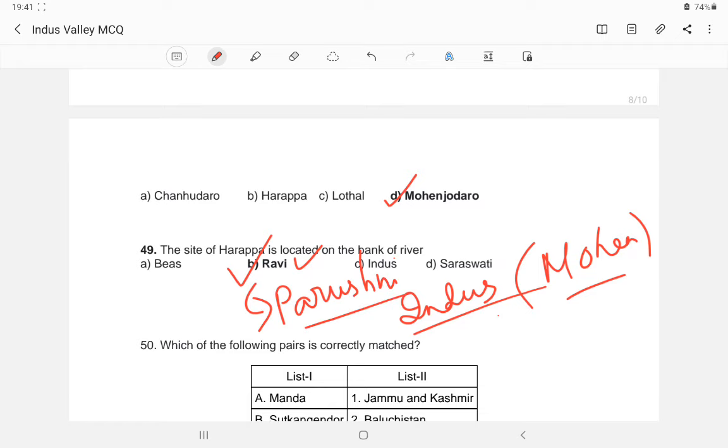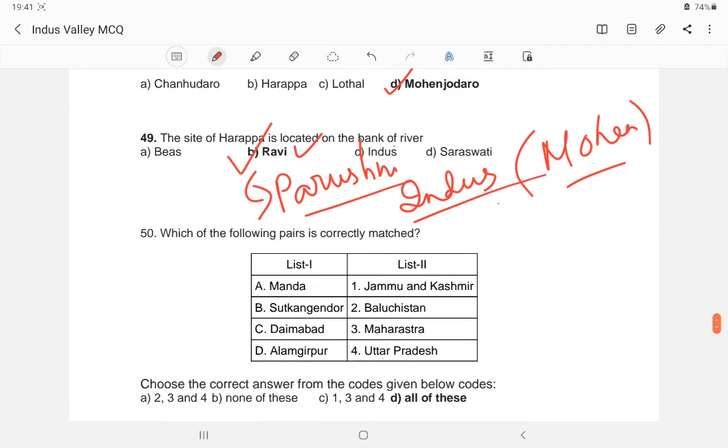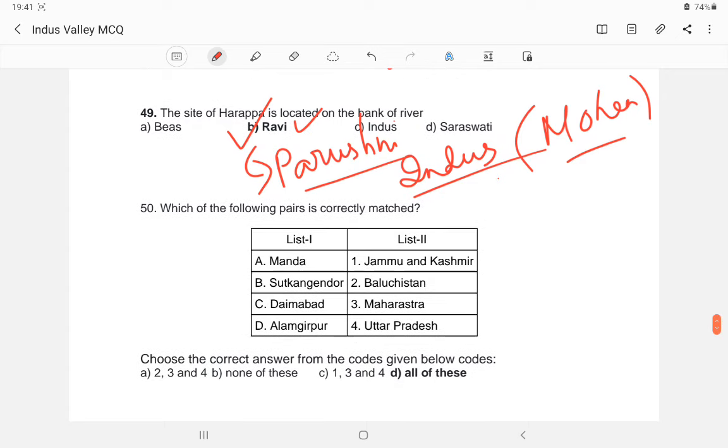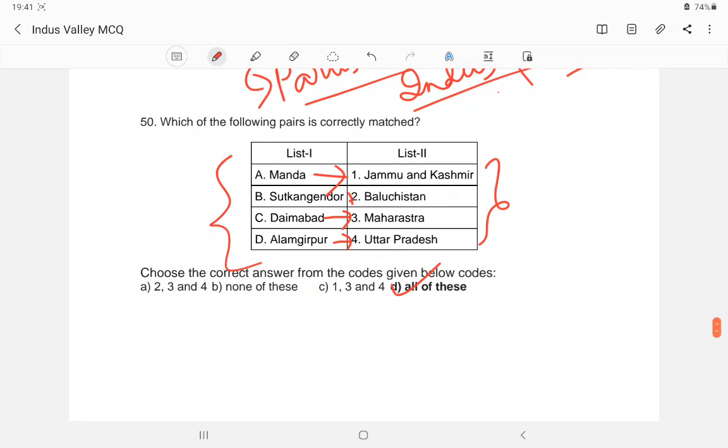Next, which of the following is correctly matched? It is Manda, Sutkagendor, Daimabad or Alamgirpur. So, Alamgirpur is in Uttar Pradesh, Daimabad is in Maharashtra, Sutkagendor is in Balochistan near Iraq and Iran, and Manda is in Jammu and Kashmir. So, all of this is correctly matched.